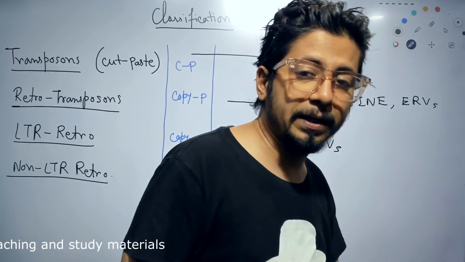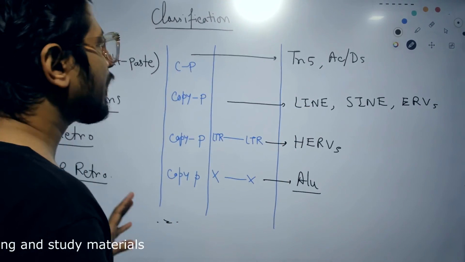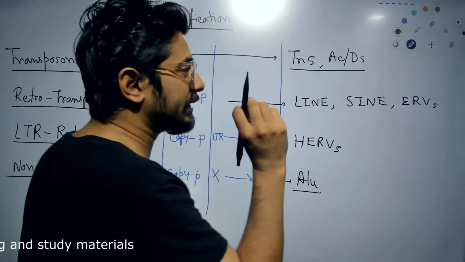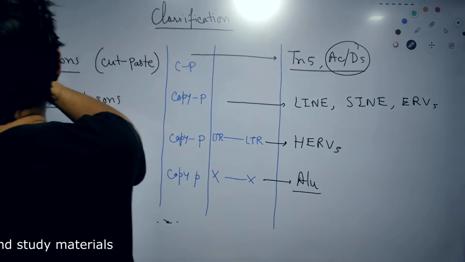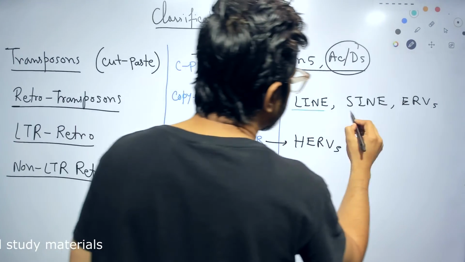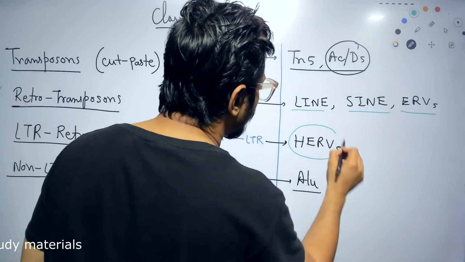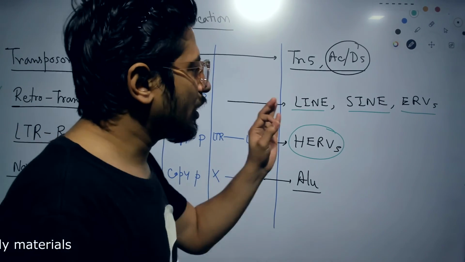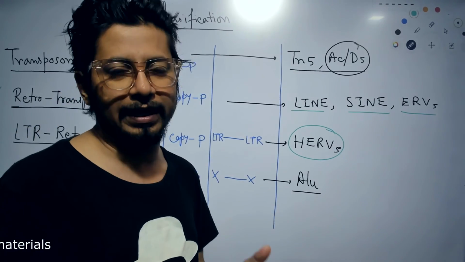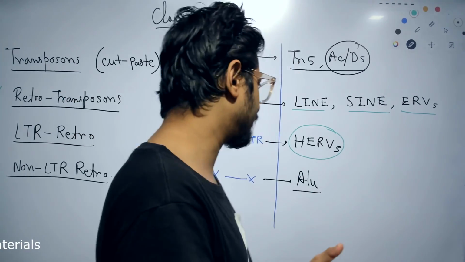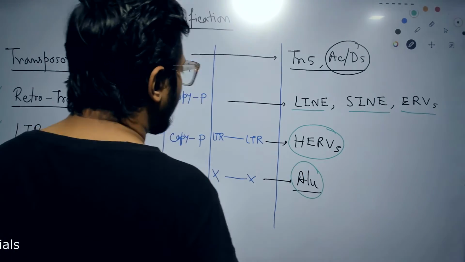There are also other examples, but I don't want you to have more confusion in this field. That's why I keep it limited. Now you know TN5, the transposable element particularly denoted as TNs, and AC/DS elements are part of transposons or cut-paste transposons. LINEs, SINEs, ERVs are part of retrotransposons, particularly human endogenous retroviral elements, which are the remnant of viral DNA that is there in our eukaryotic genome, and that is LTR retrotransposons. Non-LTR retrotransposons are ALU elements.